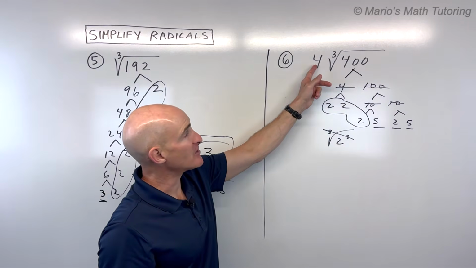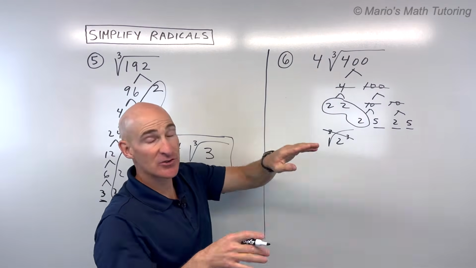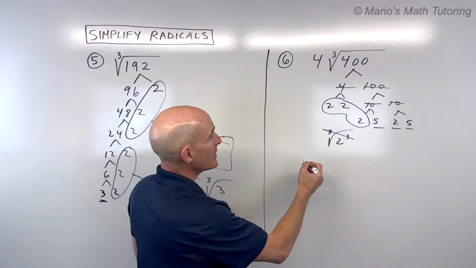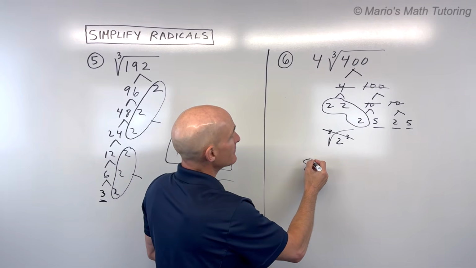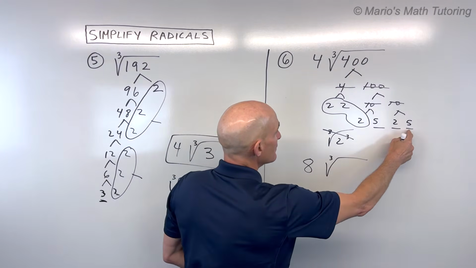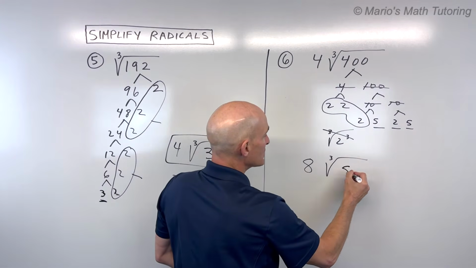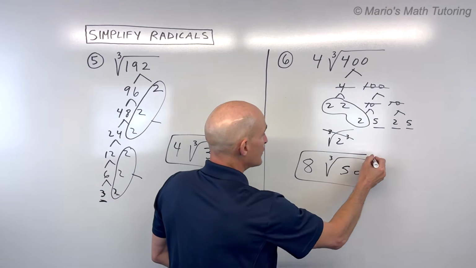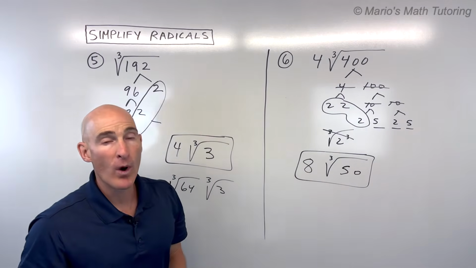That 2 that comes out is going to get multiplied by this 4. See how these are next to each other? That means that they're multiplied together. So this is going to be 8. And then we're left with the cube root of 5 times 5 is 25 times 2 is 50. And you've simplified it. Let's take a look at one more example.